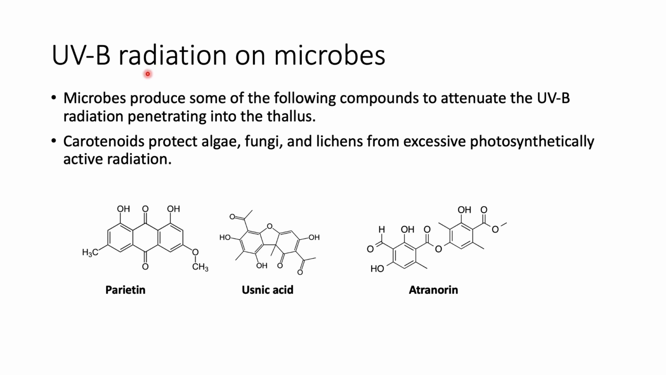And what is the role of UVB radiation on microbes? The microbes produce some of the following compounds to reduce the UVB radiation penetrating into the thallus. They produce parietin, usnic acid and atranorin. The structures of the compounds are given here. These compounds help these microbes survive UVB radiation. The carotenoids basically protect algae, fungi and lichens from excessive photosynthetically active radiation. So that is how they survive in the Arctic.